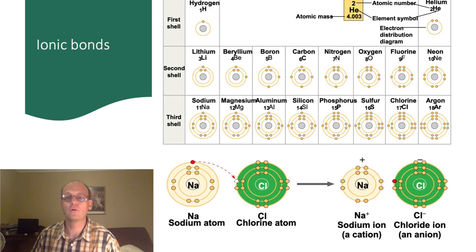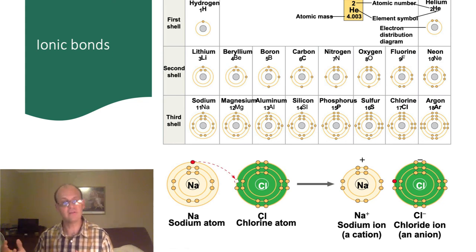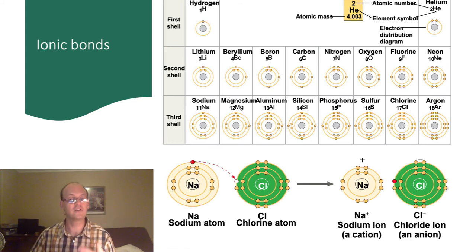Unlike in covalent bonds, which are characterized by shared electrons, ionic bonding involves the complete transfer of one or more electrons from one atom to another. In sodium chloride, or table salt, the sodium atom has a single valence electron in its third shell. The chlorine atom has 7 valence electrons in its third shell. Both atoms individually are unstable because they have an incomplete valence shell.